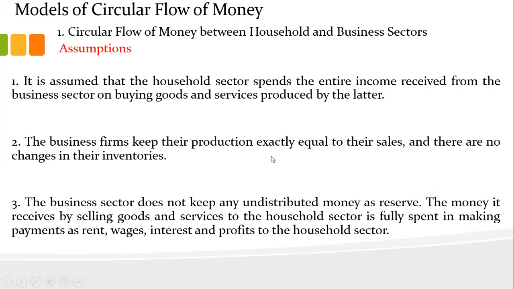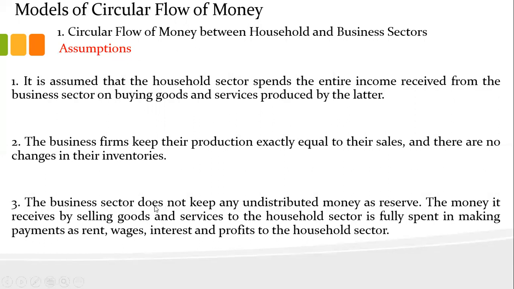Business firms keep their production exactly equal to their sales, and there are no changes in the inventories either. Again, whatever the business sector is producing, they are selling everything. No buffer inventory. Whatever they are producing, they are able to sell it.